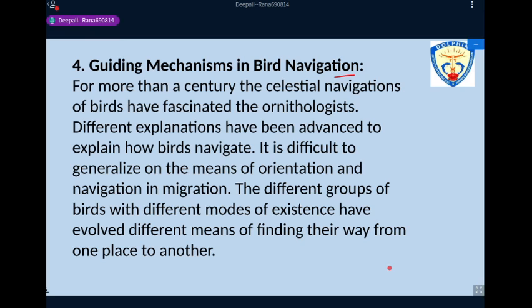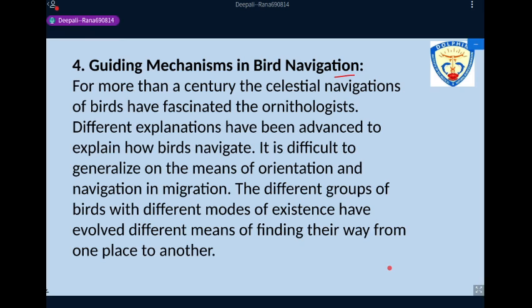For more than a century, celestial navigation, that means the celestial bodies present in our universe, has fascinated the ornithologists. Ornithologists are people who study birds. Different explanations have been given by these ornithologists about how birds navigate. There is no radar system, they do not have any GPS in them, but they travel to certain places every part of the year.